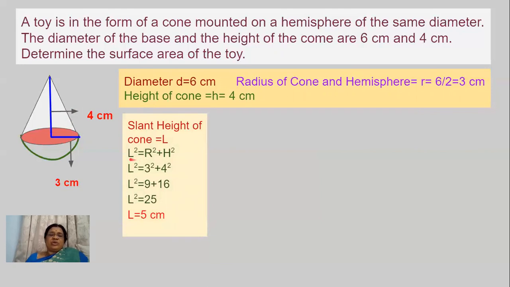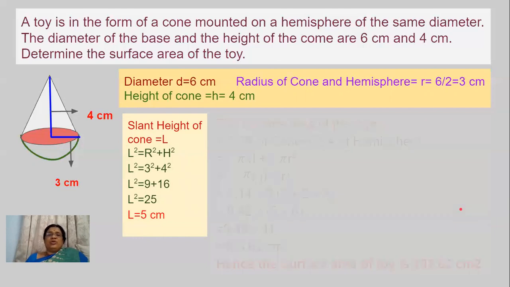As we know, the formula for the slant height is L square equals R square plus H square. We'll substitute the values. The R value is 3, the H value is 4. So 3 square is 9 and 4 square is 16. You will get 25. So L is the root of 25, which is equal to 5 centimeters. Like this you can find the slant height of the cone.